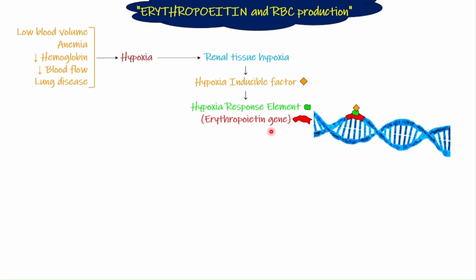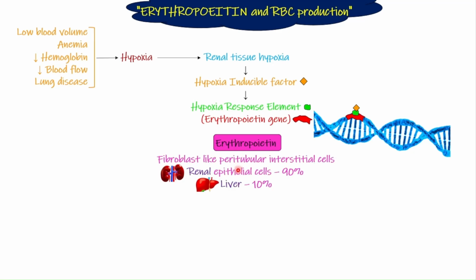Now, in response to the attachment of hypoxia-inducible factor on the hypoxia response element, the erythropoietin genes are going to increase the production of erythropoietin. Now the question comes to mind: from where exactly is the erythropoietin being produced? Erythropoietin is produced from two places, the kidneys and the liver. 90% of the erythropoietin is produced by the kidneys, and 10% is produced by the liver.